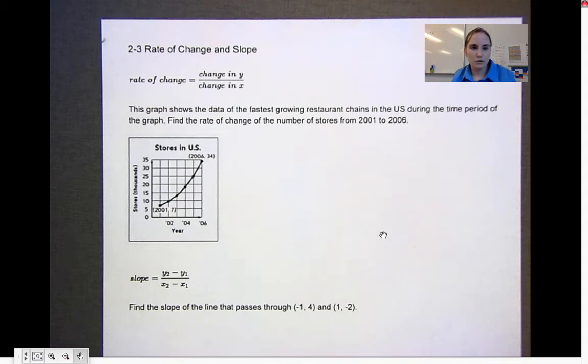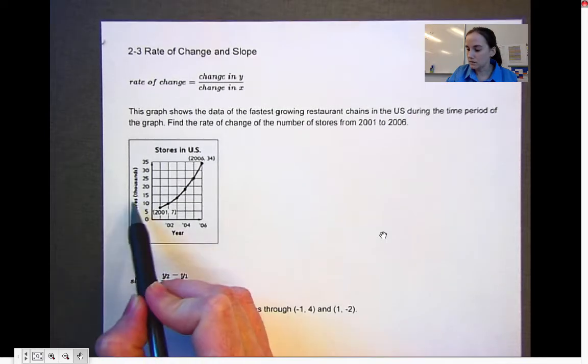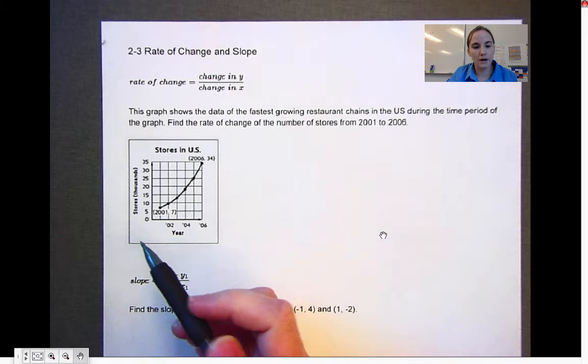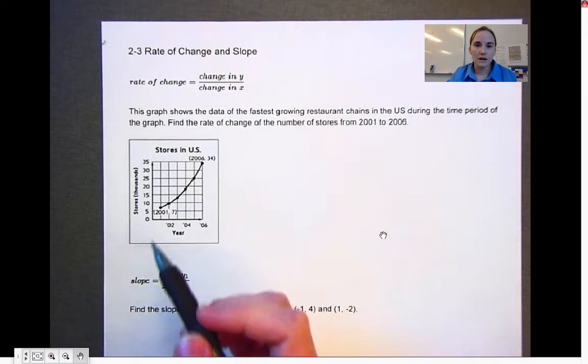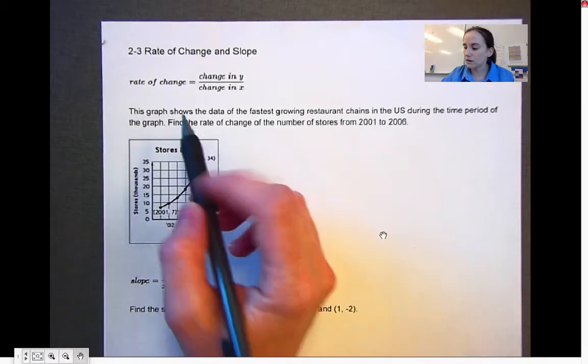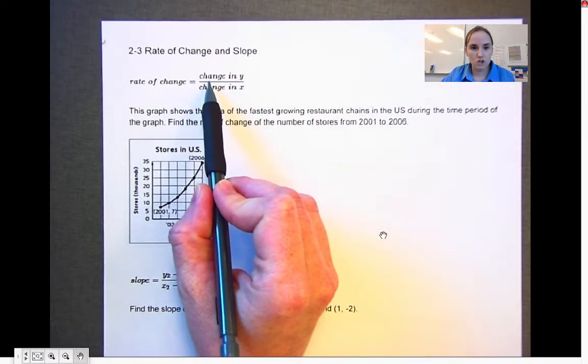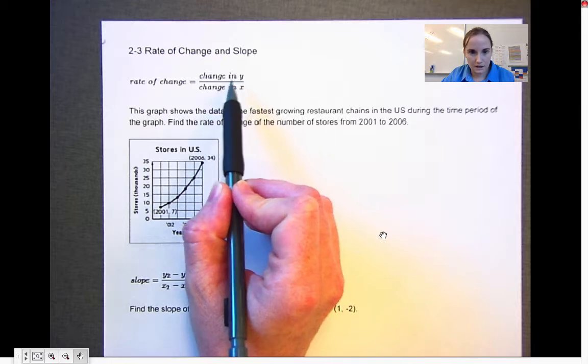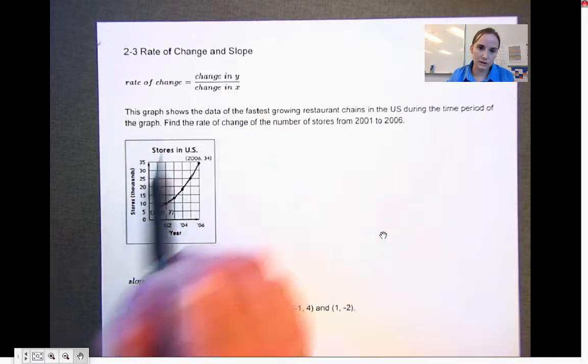Hi, this is Chapter 2, Lesson 3, Rate of Change and Slope. When you have two different pieces of information and you want to compare how they relate to each other over a certain period of time, you can use rate of change. It's also called slope. To find the rate of change, you find the change in the y values and divide them by the change in the x values.